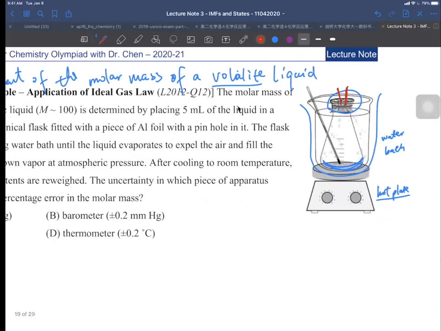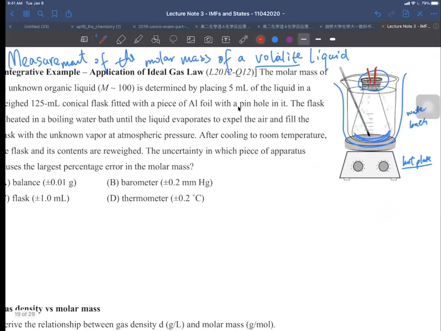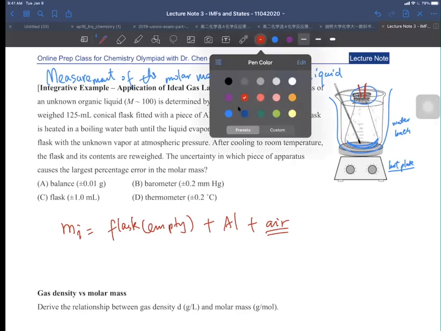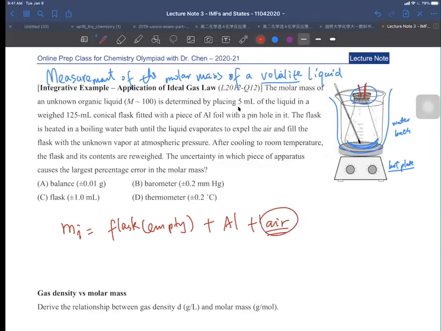Next, I'm going to introduce what kind of parameters we want to measure. The first one is called MI, basically the mass of the empty flask plus the aluminum foil. Actually, when you measure the mass, you also measure the mass of the air inside, right? But it doesn't matter because later we still have the air inside. So let's skip this part. This is the first parameter you need to measure.